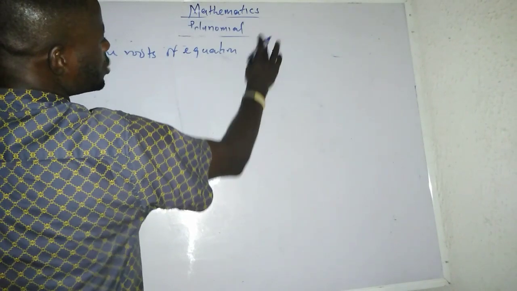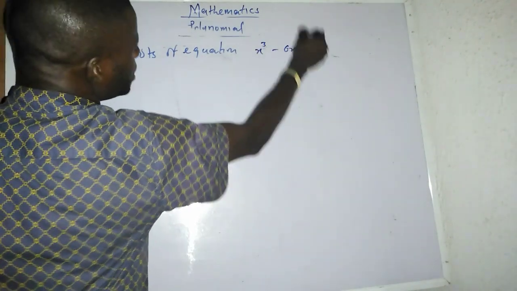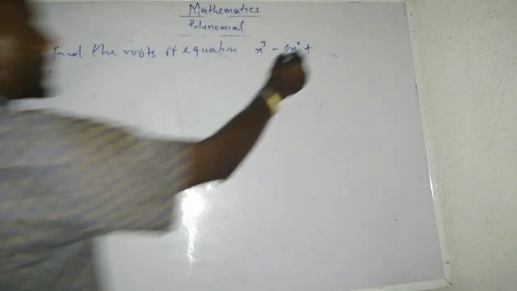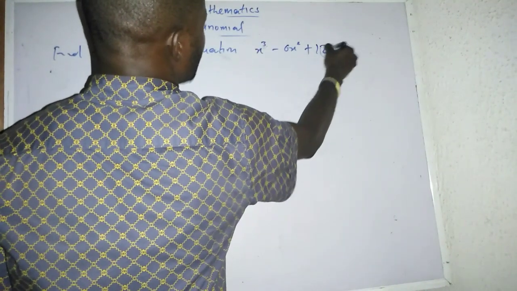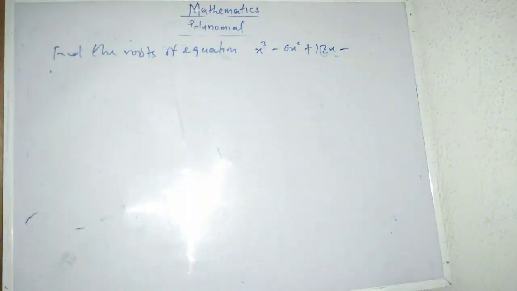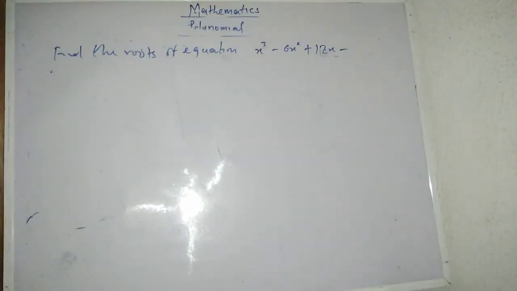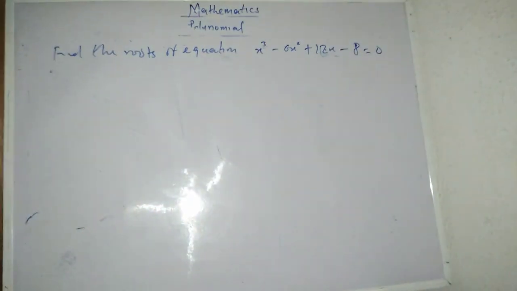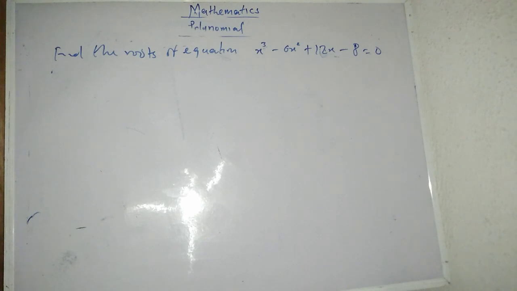x cubed plus 6x squared plus 12x minus 8 equals 0. This is an equation. I'm asked to find the roots. Now I will use this particular question, there's no time, to explain the synthetic method. I can also use long division, both ways.